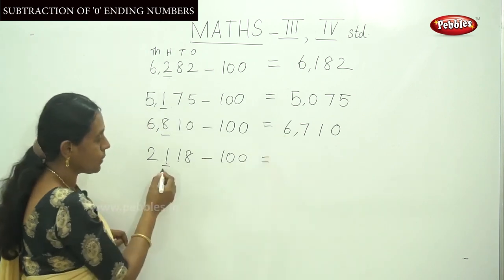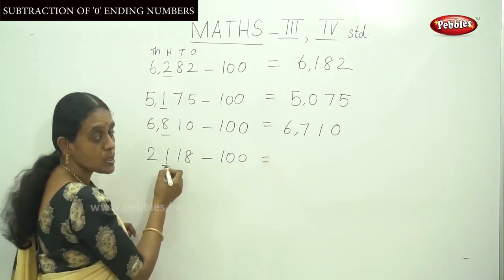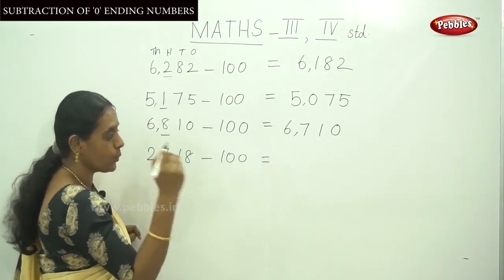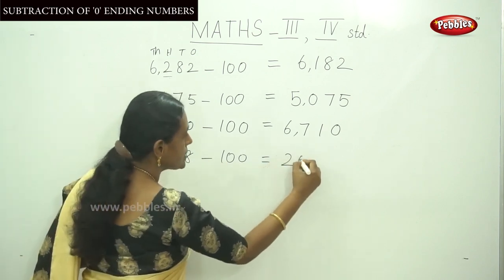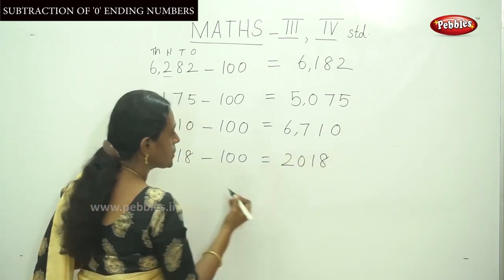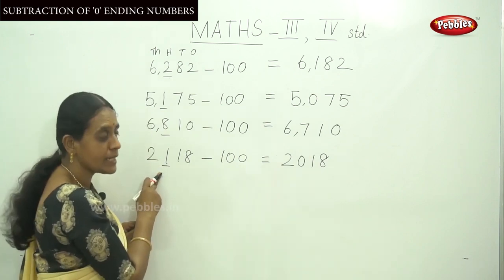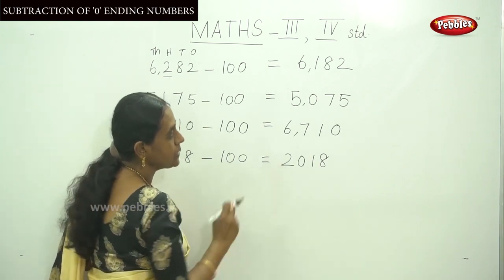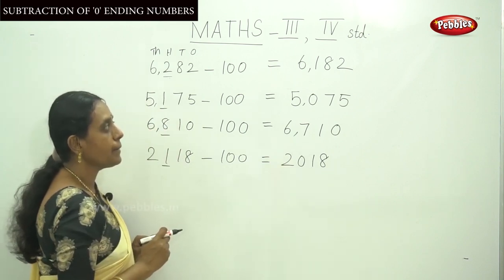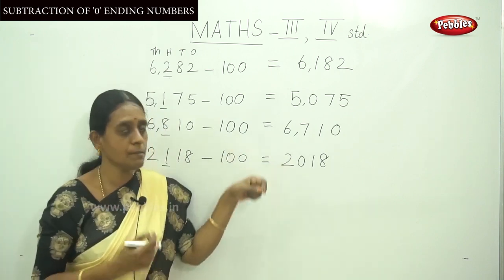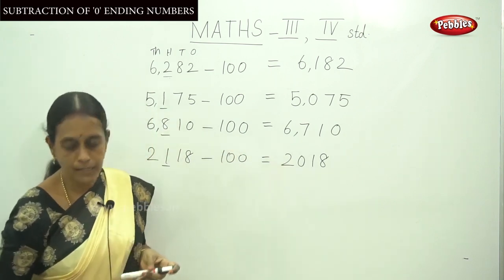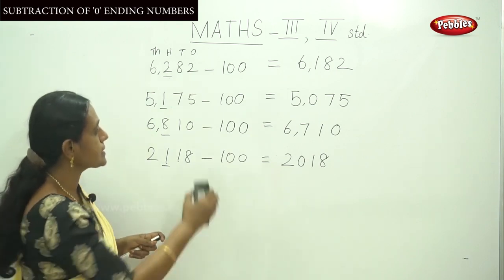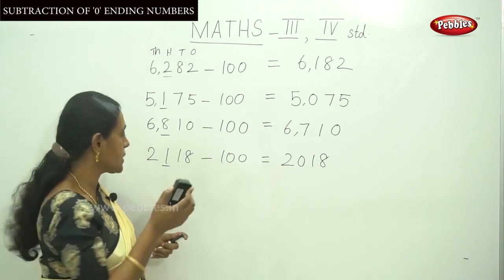And here the hundreds digit is 1, so minus 1, the before number is 0. So write down 2018. So 2118 minus 100, the answer will be 2018. So there is no need of pen and paper calculation. You have to simply write down the answer directly. Let me move on to the next number, that is 1000.